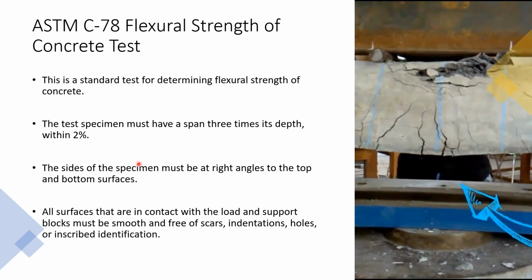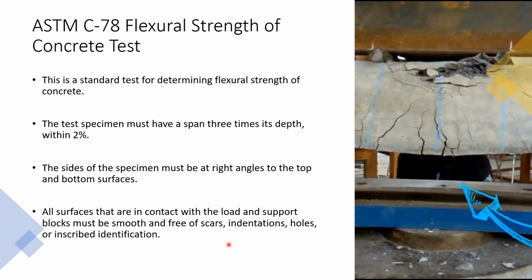So the ASTM C78 flexural strength test is just a standard test to determine the flexural strength of concrete. The test specimen, you have to choose it, and it's got to have a span 3 times its depth, okay? And that's within 2%, meaning the span has got to be within 2% of three times its depth. And the sides of the specimen must be at right angles to the top and bottom surfaces. So you have two surfaces, the top surface and then the bottom surface, and the sides of that specimen have got to be at right angles to those two surfaces, okay?